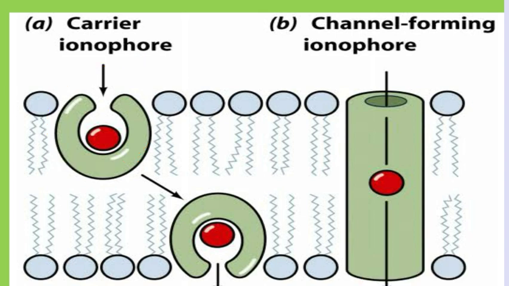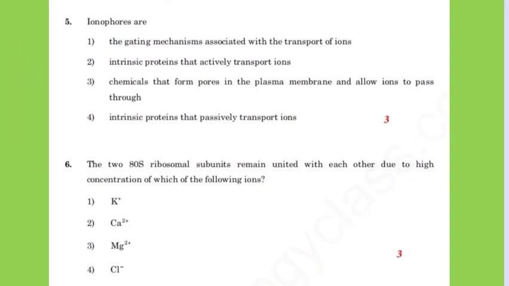So the answer of question number 5 is option third. A chemical that forms pores in a plasma membrane and allows the ions to pass through.